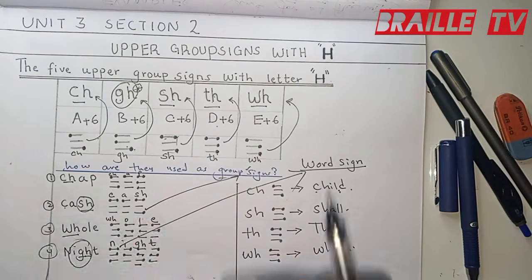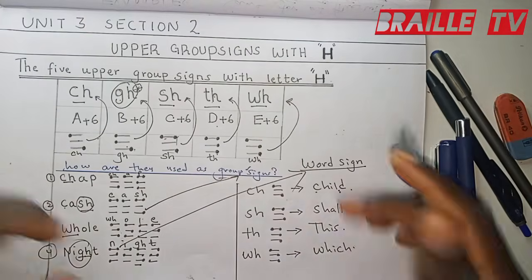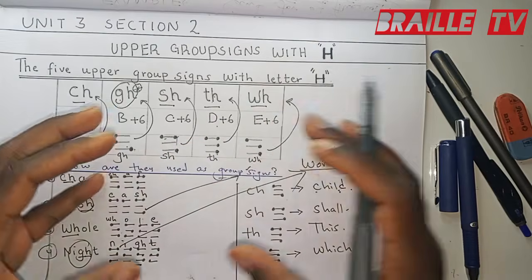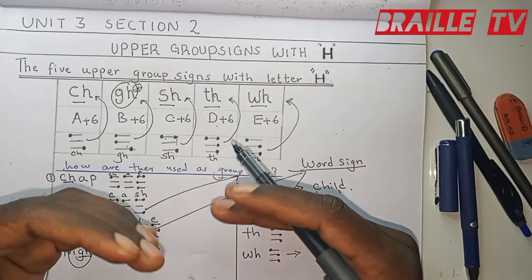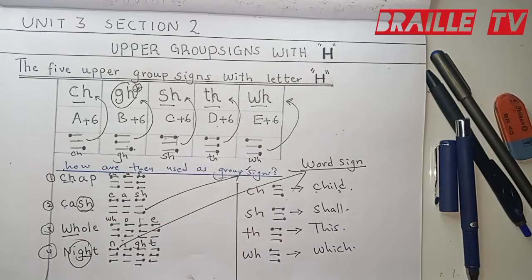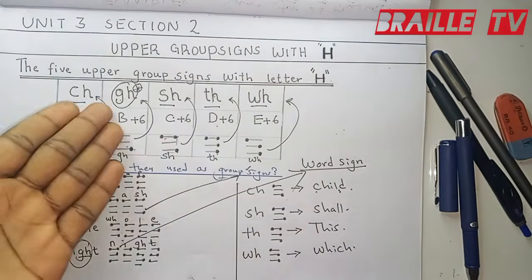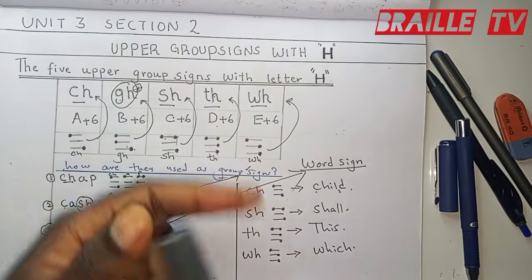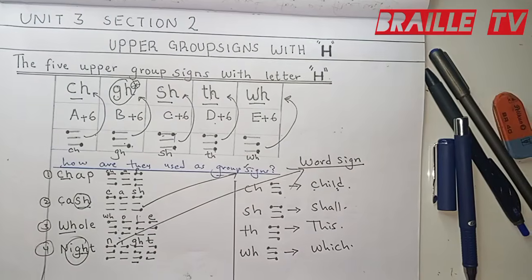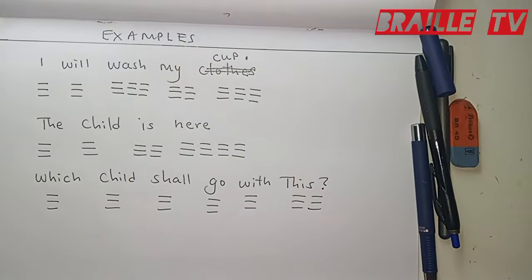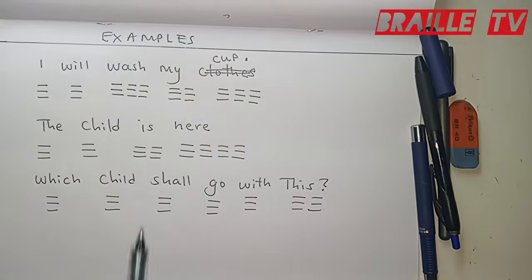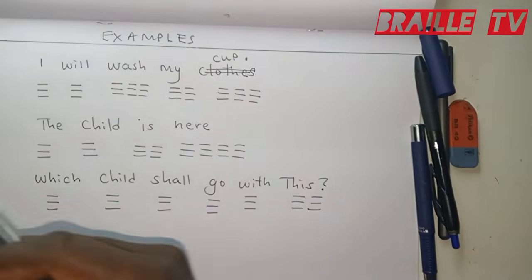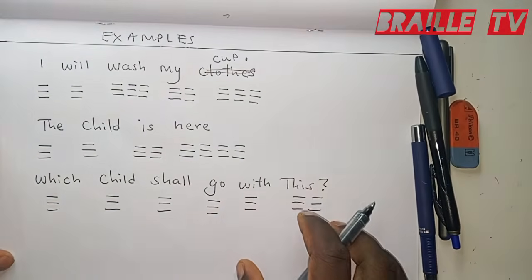Now let me come up with examples and see how we can apply these group signs as word signs and as group signs in sentences. Then we come up with some more examples and some more explanation, and then you'll be able to understand how these 5 group signs with letter H are used as group signs and as word signs when it comes to sentences. Okay, now let us write these few examples and see how we are supposed to use these word signs and group signs when it comes to sentences and words.